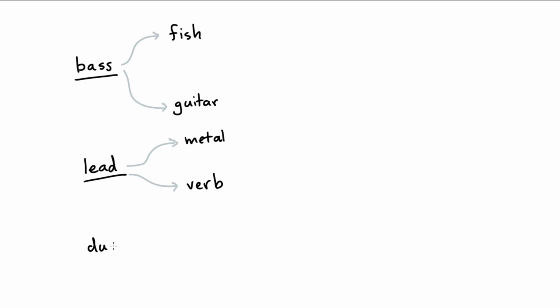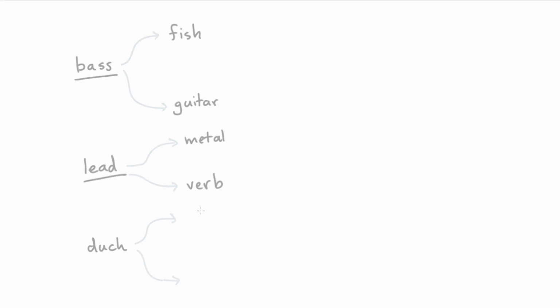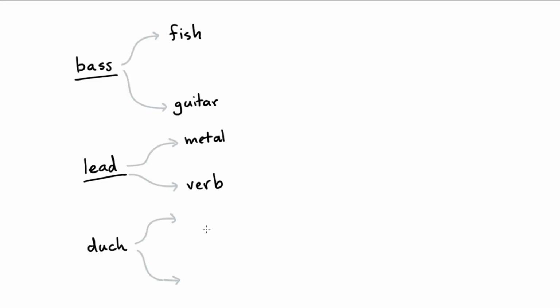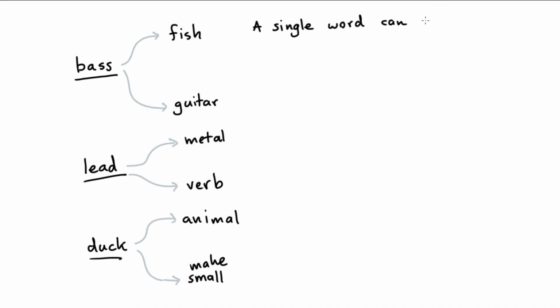But there's also words like duck, where it can really mean two things. Because if you're walking in a park and someone yells duck, then either that means that there's an animal, namely a duck, or that you have to make yourself small because there might be danger, let's say. So with these examples, I hope it's clear that a single word can have multiple meanings.